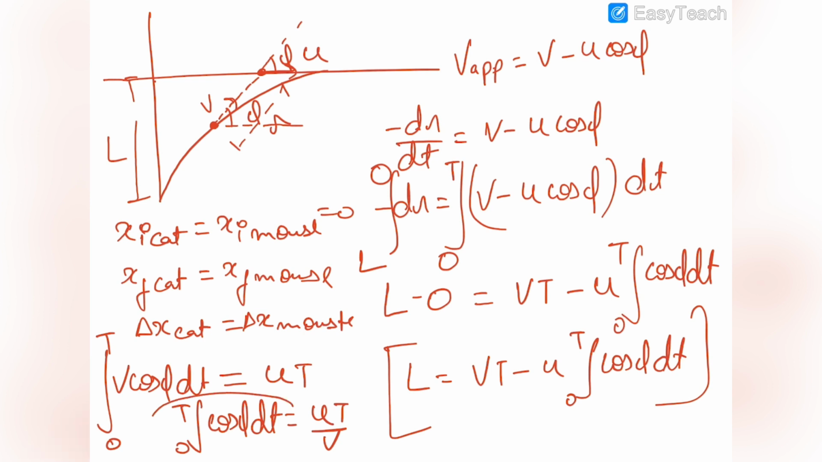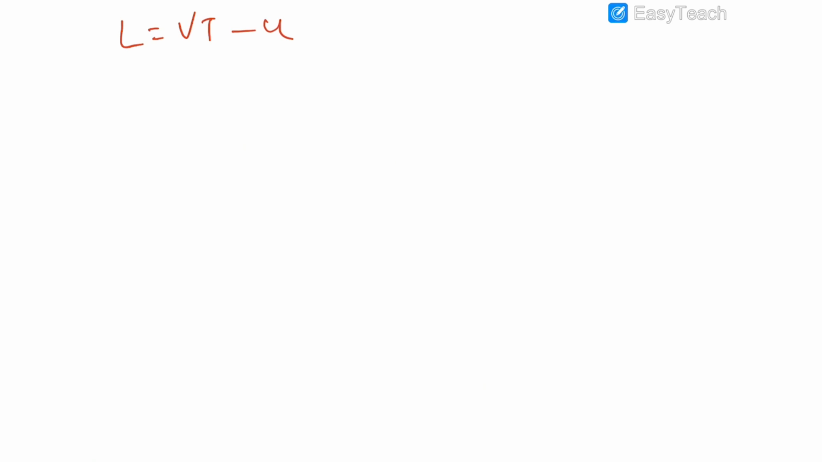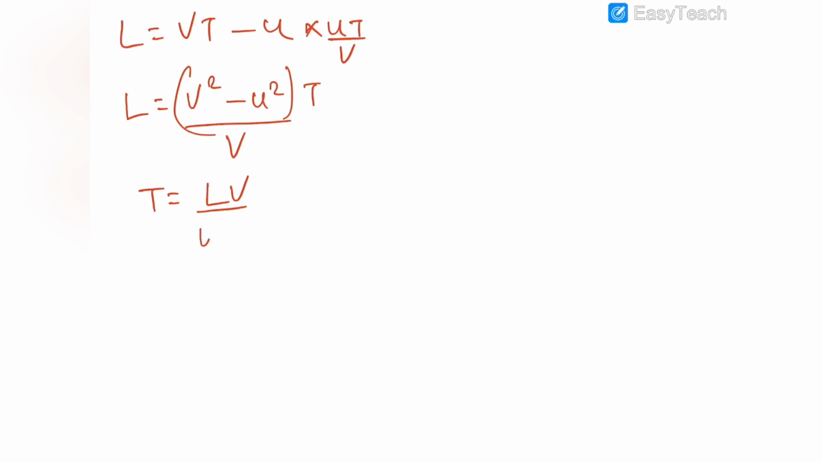So let us substitute this term here. So L is equal to VT minus u and into uT by v. So you can see that L is equal to v square minus u square into T by v. So T is equal to Lv by v square minus u square. This is the time taken by the cat to chase down the mouse.